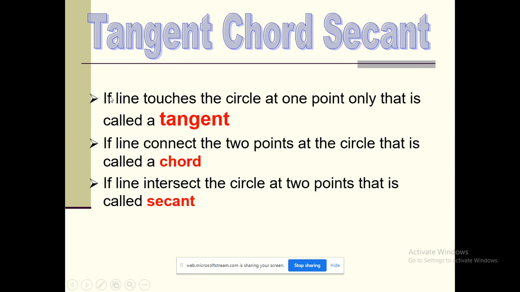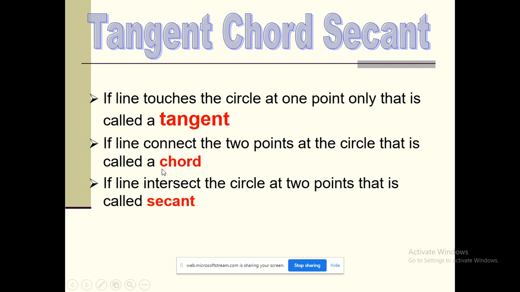What does it mean tangent? If a line touches the circle at one point only, that is called a tangent. So when there is one intersection with the line and the circle, we call it tangent. If a line connects the 2 points at the circle, that is called a chord. When a line is connecting 2 points on the circle, it's called a chord. And if a line intersects the circle at 2 points, that is called secant.